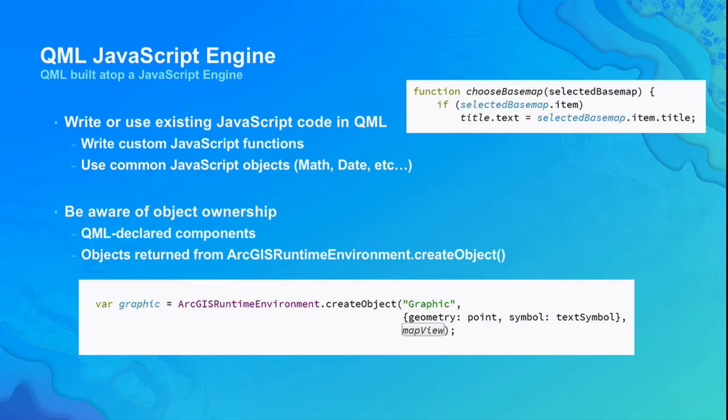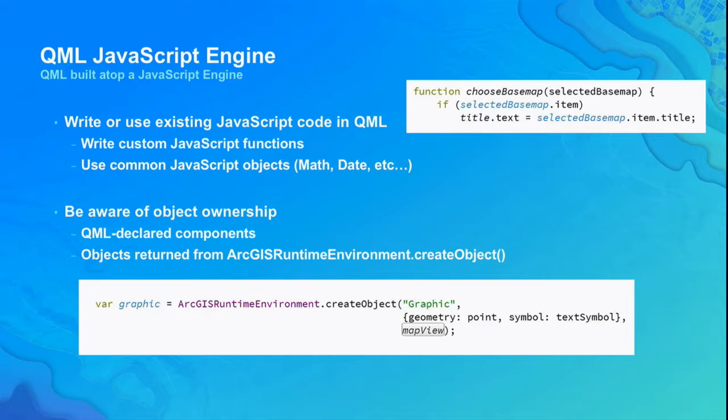For the QML API specifically in App Studio and Survey 123, be aware of object ownership. QML declared components live along for as long as the parent that actually owns it, that it's nested inside of. So say if you declare a QML component in main QML, it's going to basically live for the entire application lifecycle. If you're in JavaScript code, there's a way to dynamically create objects using the runtime API, and that's with this ArcGIS runtime environment create object function.